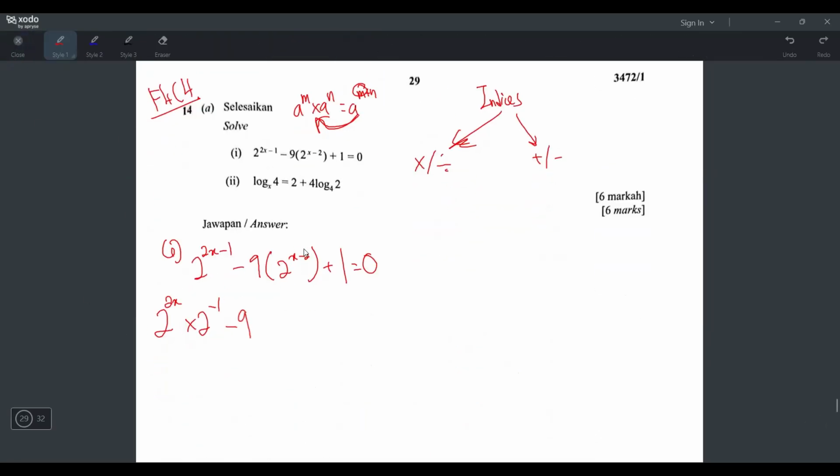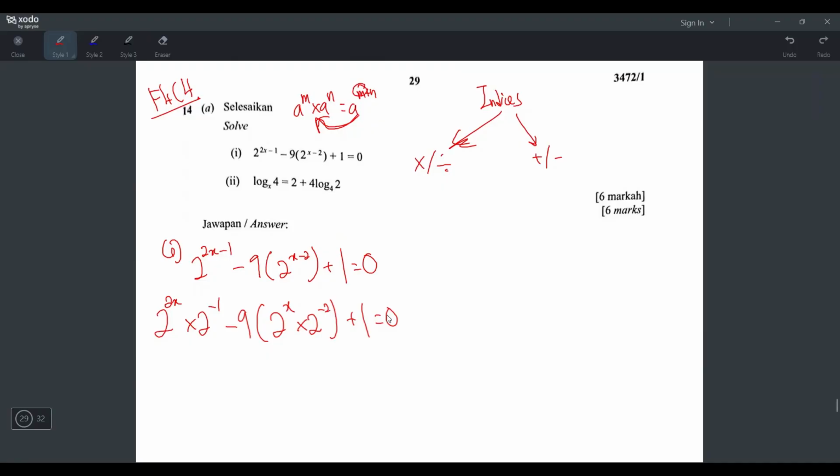Okay, this one also you do the same thing. 2 power x minus 2. It's the same with this. The a is the 2, the m is the x, n is negative 2. But you want to change it back like this, so it becomes 2 power x times with a power n, so times with 2 power negative 2, like that. Okay, and then plus 1 equals 0.